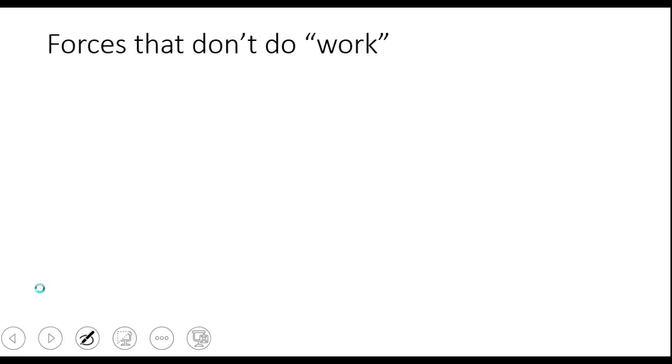Going on to this idea of things that you're not going to like about forces that don't do work. Just because it is hard or difficult to do, or in your mind, in lay terms, requires energy to do, does not mean it actually does work in terms of physics.